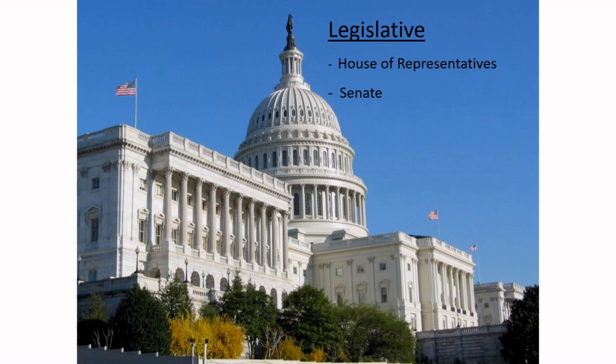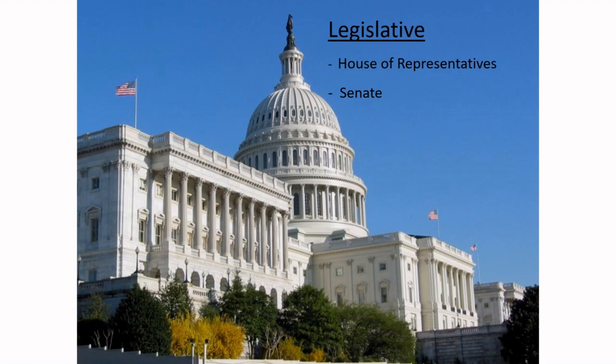So the basic legislative branch of the United States is Congress, and it is composed of two different houses. First, the House of Representatives, and second, the Senate. The legislature, or Congress, passes the laws in the United States. It is the job of the legislative branch to create the law.